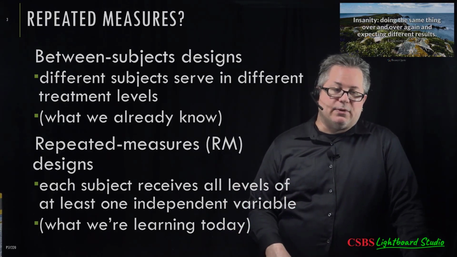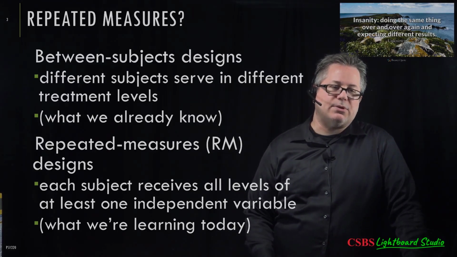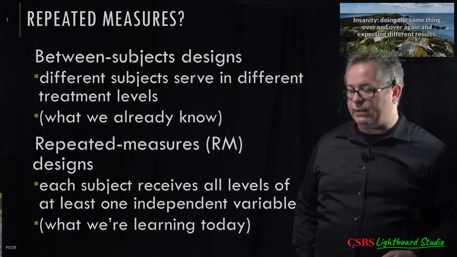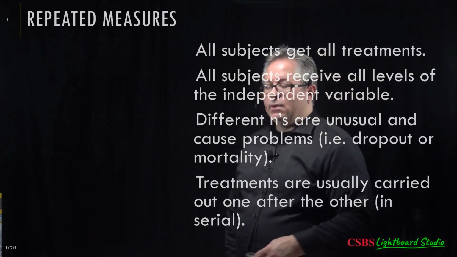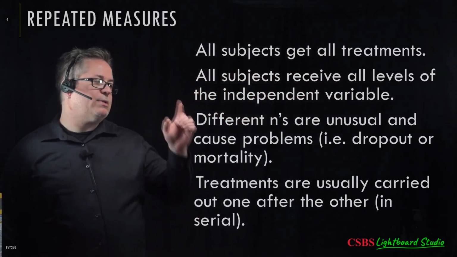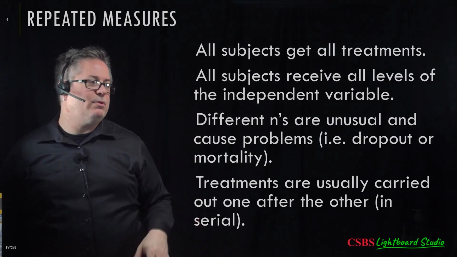So we're not talking about the mixed ANOVA, where there's a blend of between and within. We're talking about just repeated measures. All right, so something that's completely repeated without any between groups. So all subjects get all treatments. All subjects receive all levels of the independent variable.